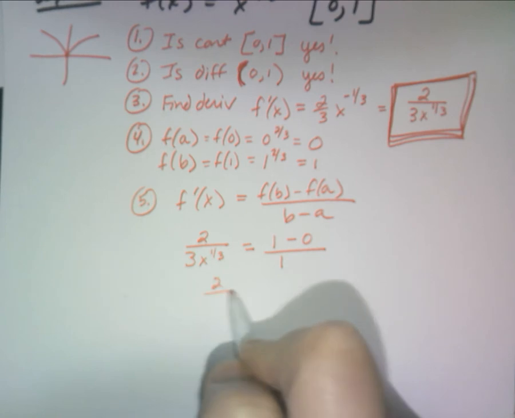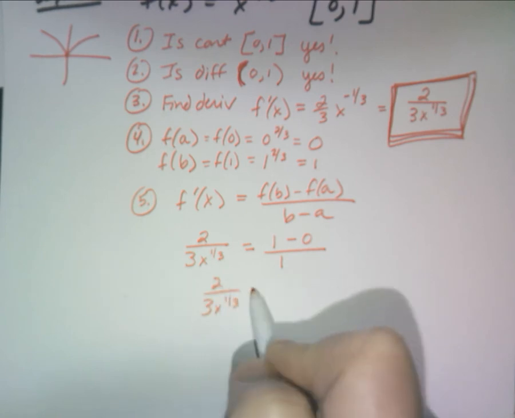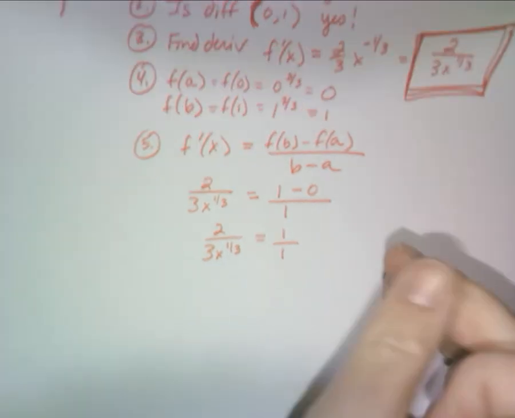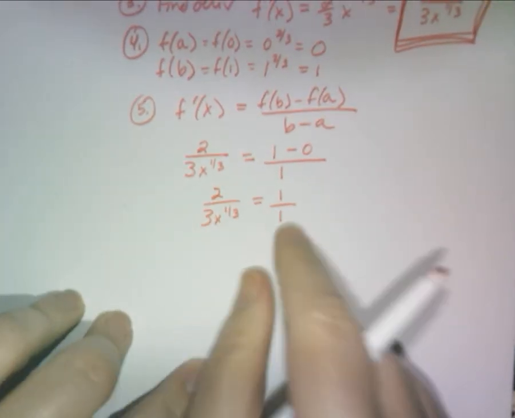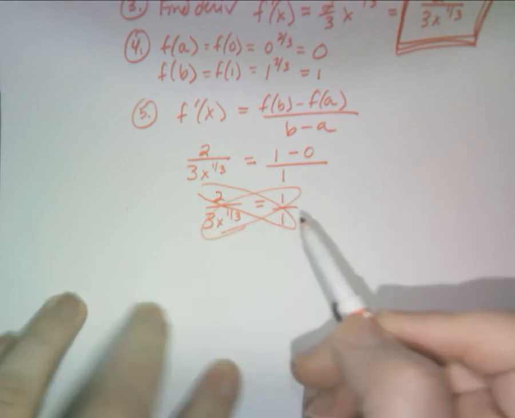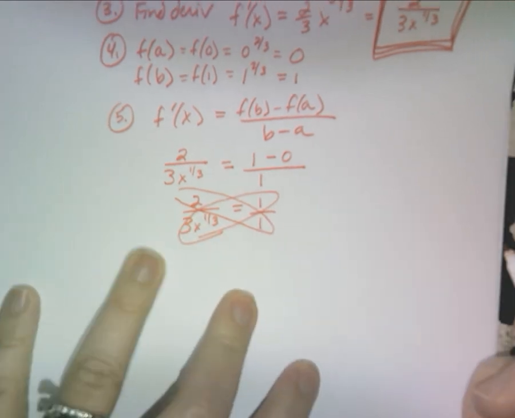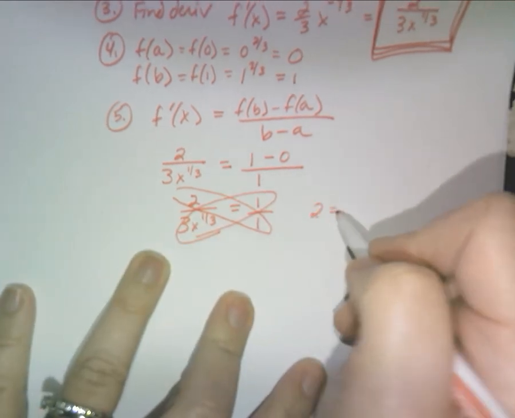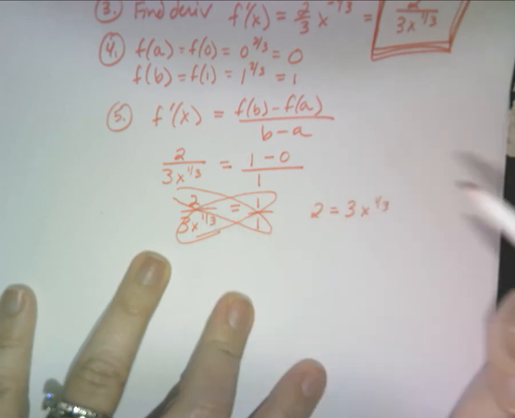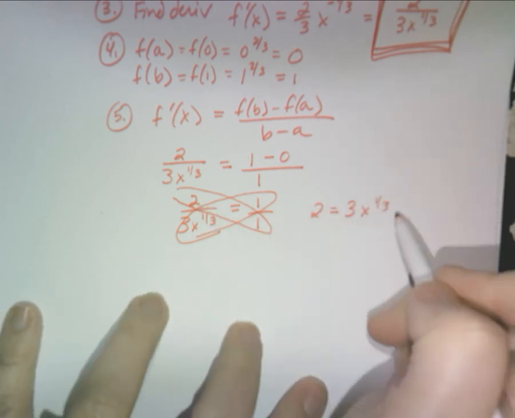All right, let me do a little algebra for you because I'm still concerned that people don't know how to do this. When you have a fraction equal to a fraction, it's really best to do cross multiplying. So I would get 2 equals 3x to the 1/3, right? 1 times 2 is 2. How do you get x by itself?